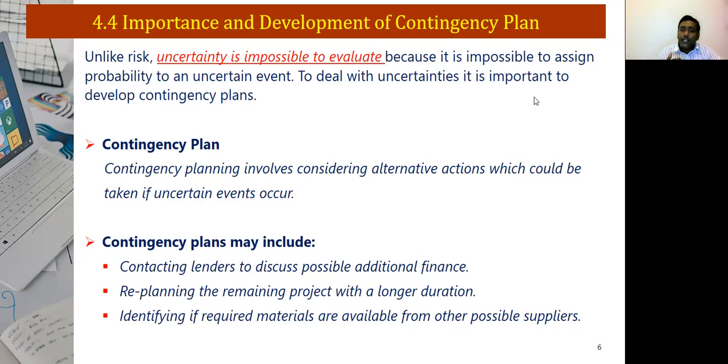For example, contacting lenders to discuss possible additional finance, in the sense that if you feel that funding is not available, we might have to go for additional finance to complete the project. Replanning the remaining project with a longer duration. And identifying if required materials are available from other possible suppliers. Rather than sticking to one supplier, you may also have alternative options in case of an emergency, from whom we will be able to procure.